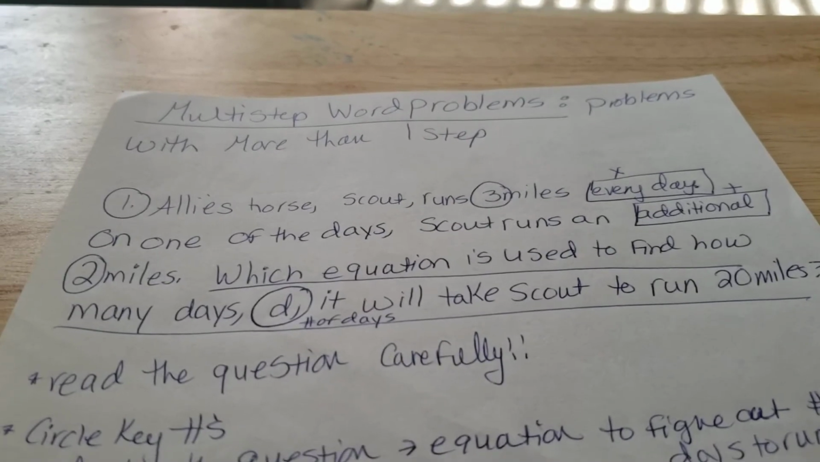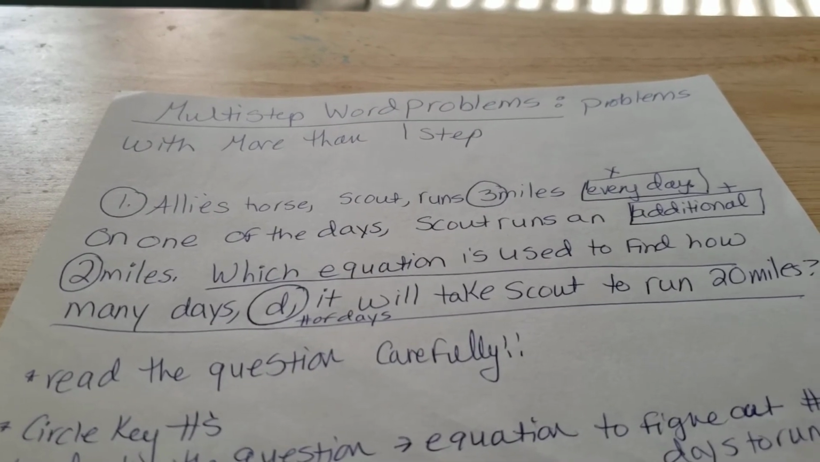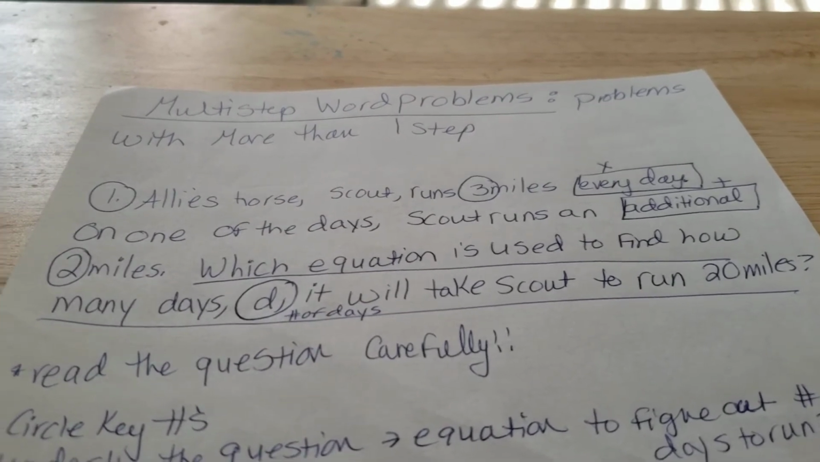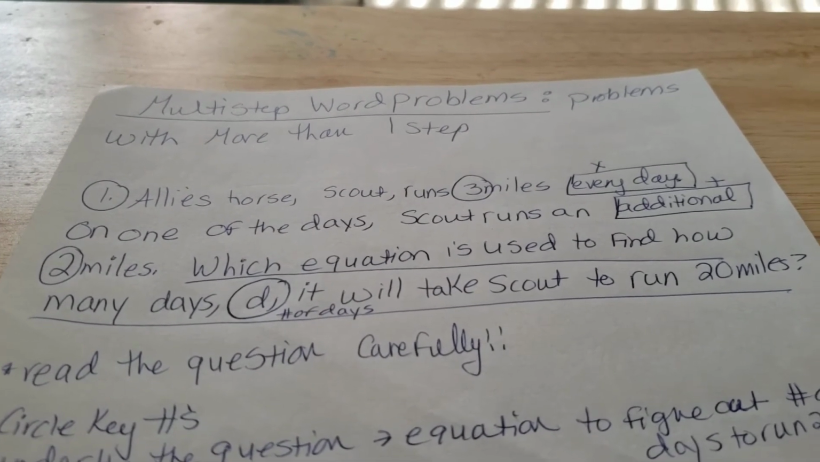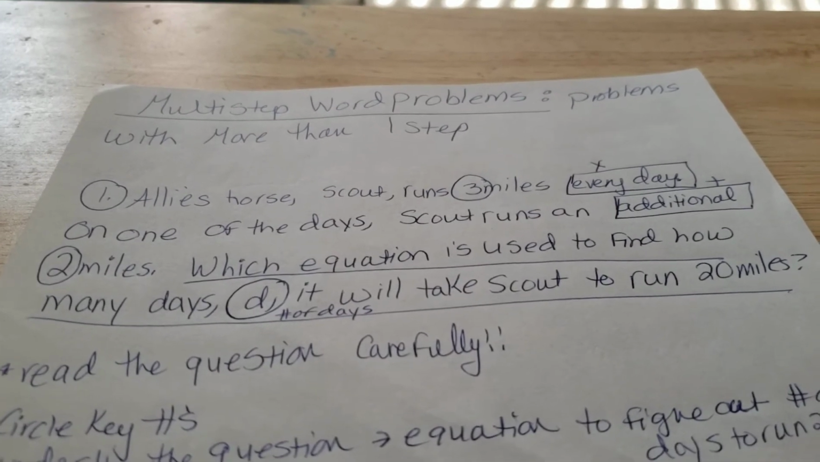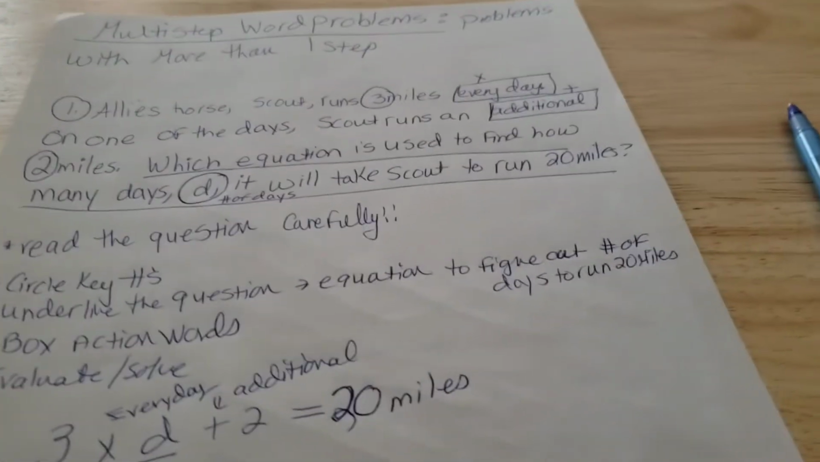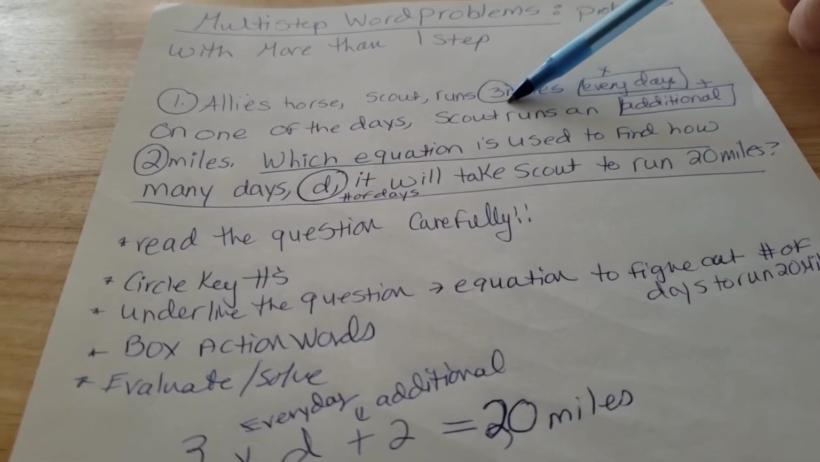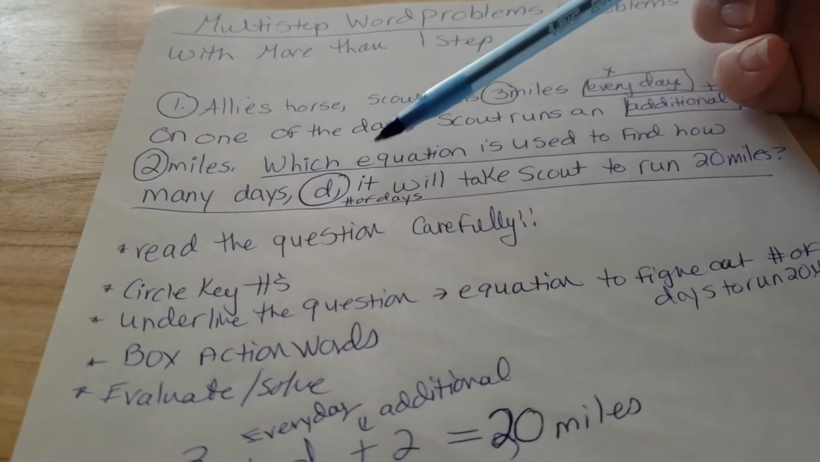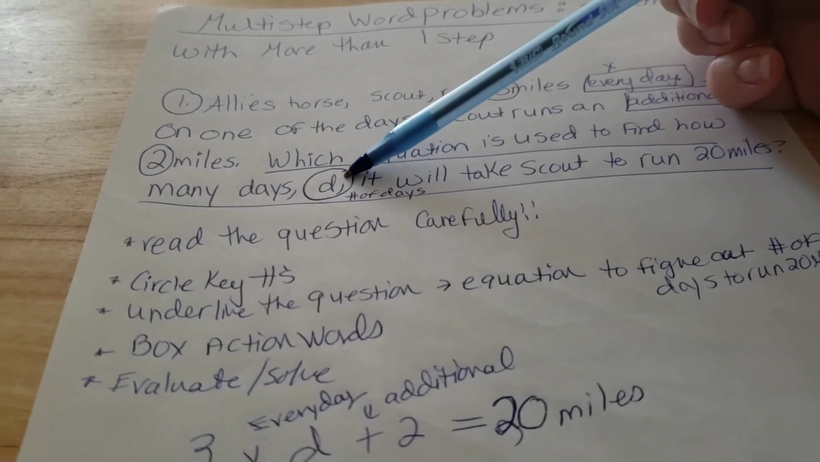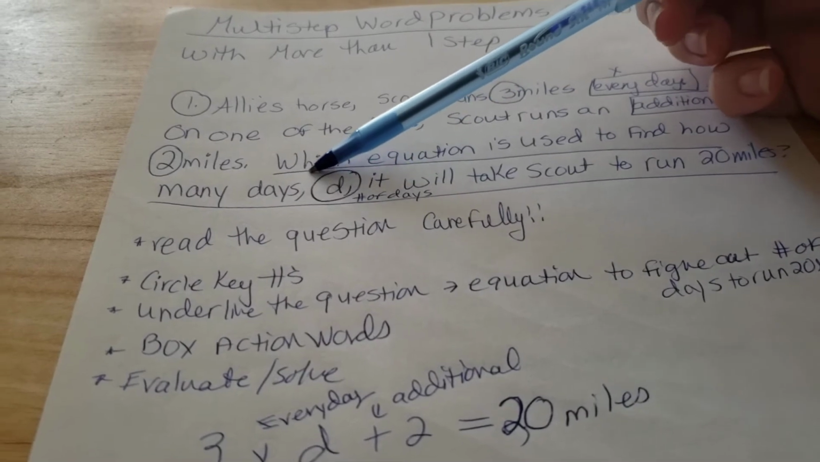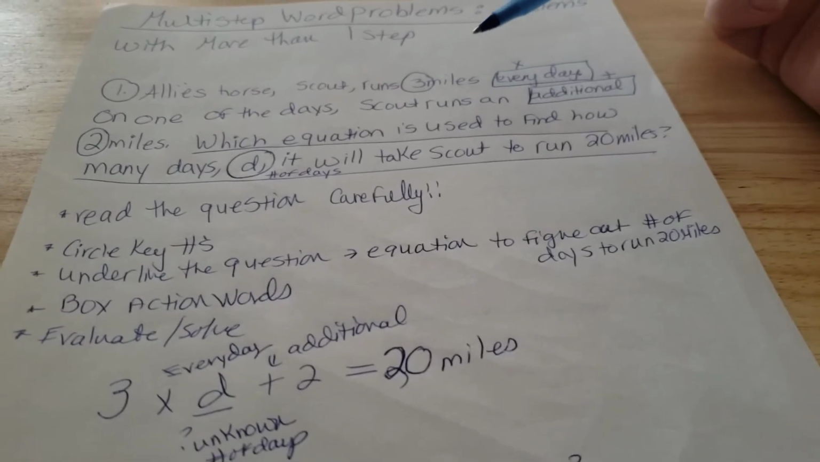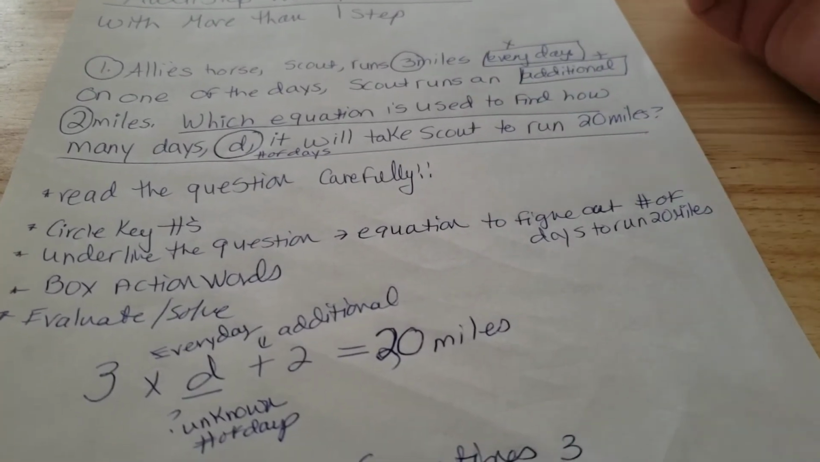First thing I always tell them is read the question carefully. If you didn't understand what's happening, it's okay to read it again. Step 1 is to circle the key numbers, or if they're working on their Chromebook and they don't have paper and pencil, they are to write the key numbers. So the key numbers in this word problem are 3, 2, and D. And yes, I know D is not a number, but it is a key letter that represents a number. And then we underline the question.